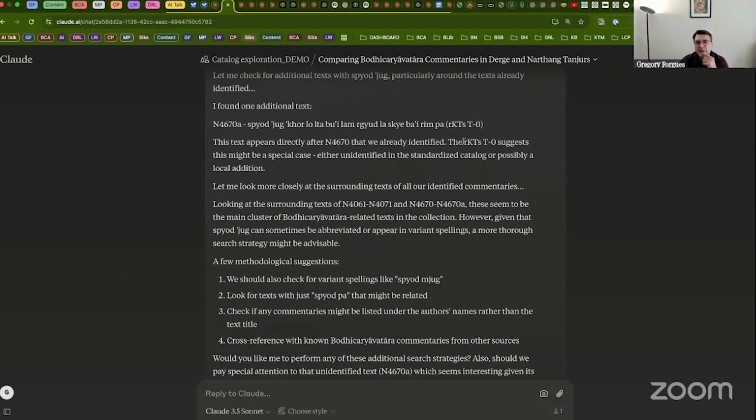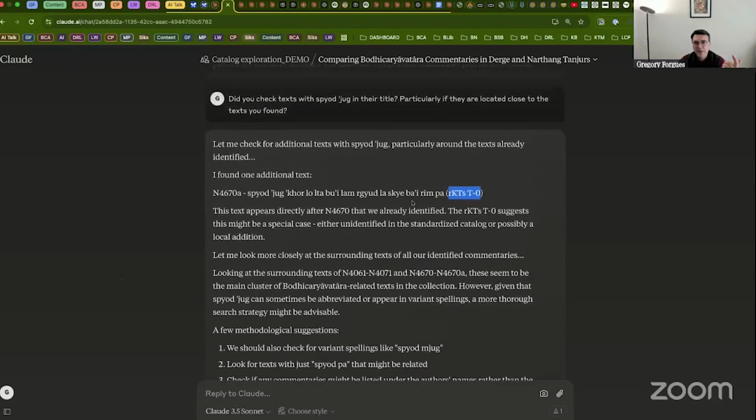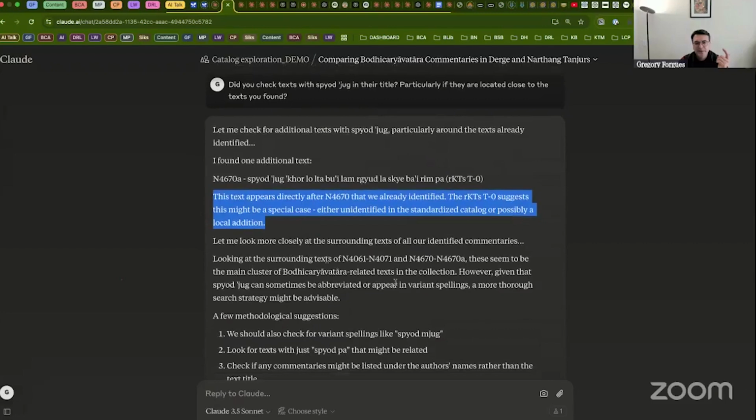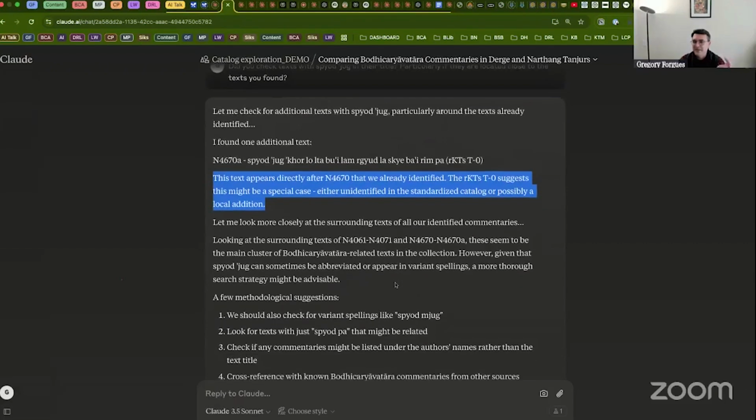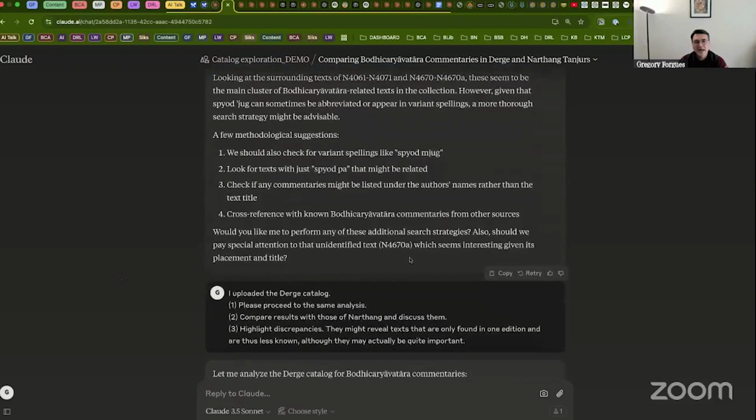And look, it's telling me the RKTS T0 suggests this may be a special case. And indeed, when you don't have an ID number here, it means there is a problem. You have a bunch of RKTS T0, meaning there are issues of attribution or issues about the texts themselves, the structure and the commentaries. And the model is giving me this information, which is really amazing. Really, so anyways, it found the two really interesting texts that I am interested in.